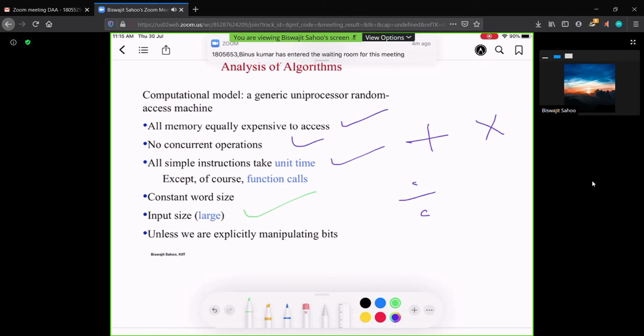Then input size is very important to understand this. We have different types of data structures, if you remember. For an array, we can say the size of the array. But if I talk about a graph, what is the size of a graph? Can anyone say?